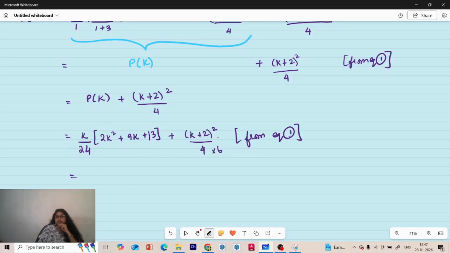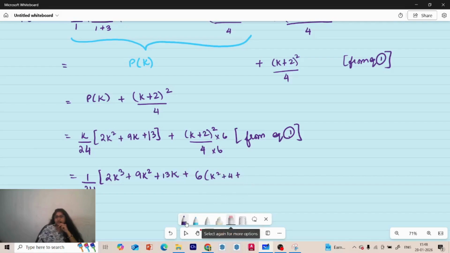Also, now you can simplify, just take LCM, multiply this with 6. కదా మా? So we will get 1 by 24 into, okay, just LCM this time and you can add up all the terms. 2k cube plus 9k square plus 13k plus 6 into k plus 2 whole square అంటే k square plus 4 plus 4k. Sorry about that. So that's still further, if you can add it, this is going to become 6k square plus 24k plus 24 కదా. So one second, why don't we just replace this here? అలాగే we don't have to write it. అన్ని steps రాయనక్కర్లేదు నాన్నా.